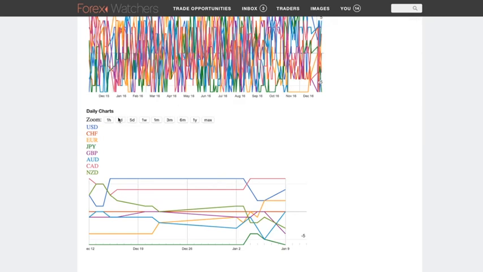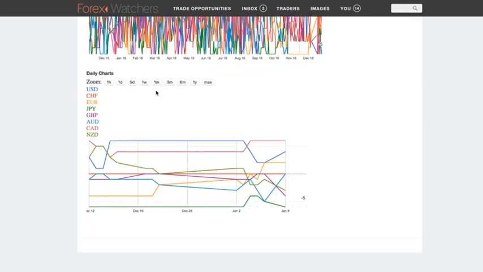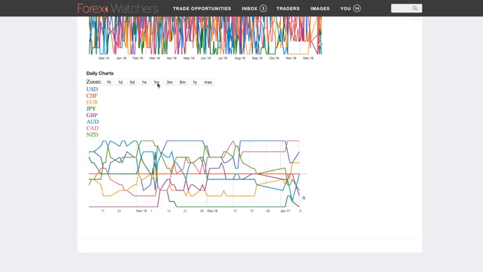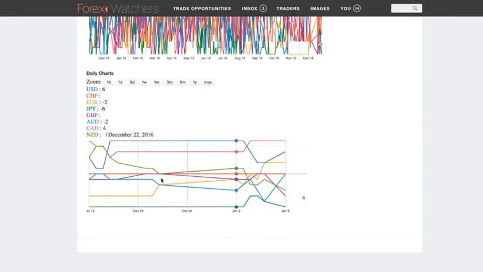If I come out to the daily charts area here, this is the date. This is updated once a day, and I come down and I say, okay, I want to see 1 month of data or 3 months, and I pick a random day. So let's say I go with this spike here. I go to December 14th, 2016. Okay, on December 14th, 2016, I see CAD being a +5.